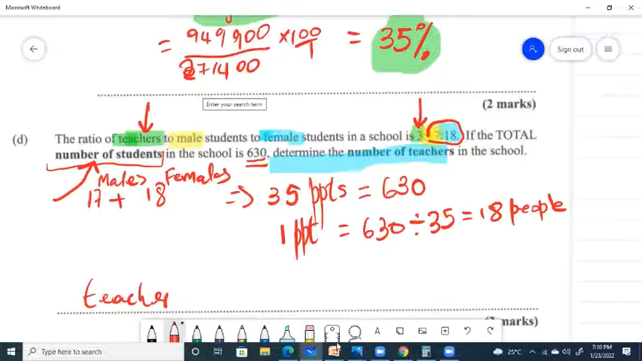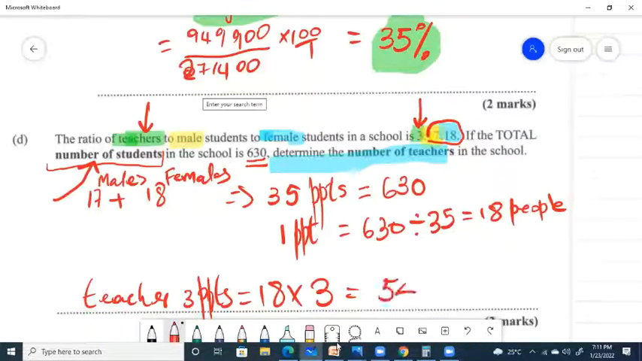Now, if they're talking about teachers, teachers would have gotten 3 parts. Therefore, it's going to be those 18 times 3. And this looks like about 54. But I love to double check with my calculator. So I multiply this for real and I get 54 teachers. That's what we're talking about.